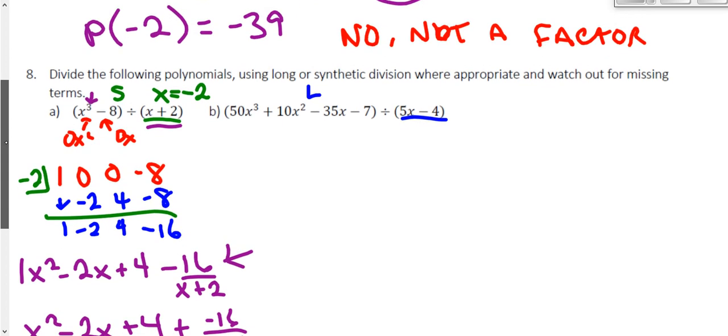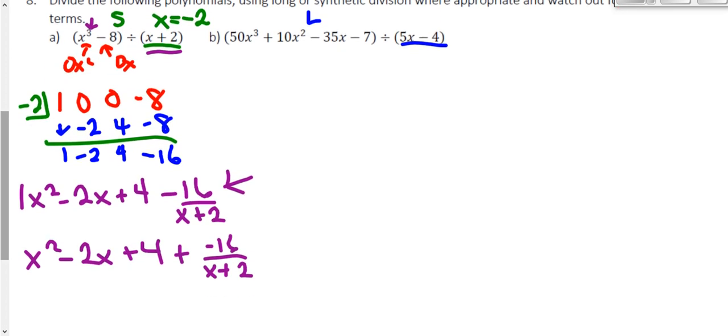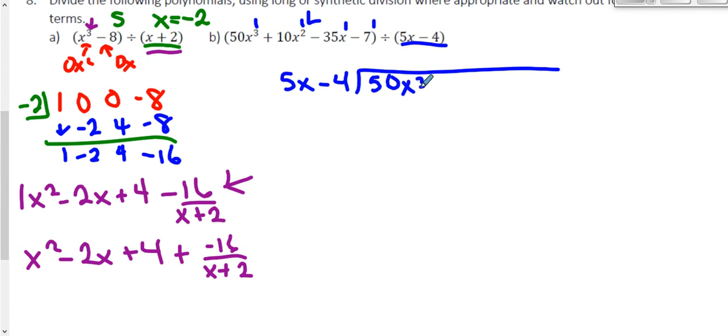The 5x minus 4 will go on the outside of my long division problem. And on the inside, I'll put my polynomial, assuming that I don't need any placeholders. So I start with 3, then 2, then 1, then 0, so I don't need any placeholders there. So I have 50x cubed plus 10x squared minus 35x minus 7. So let's go ahead and take a peek at dividing here.